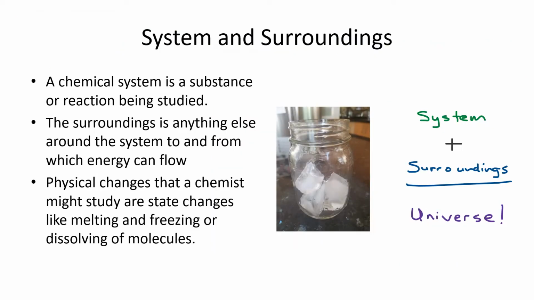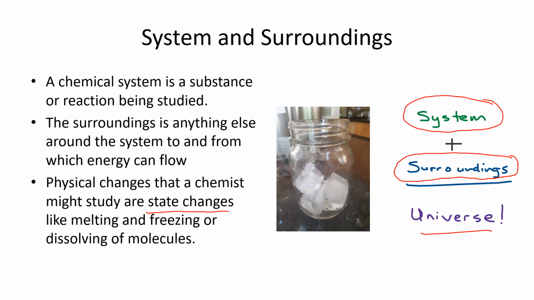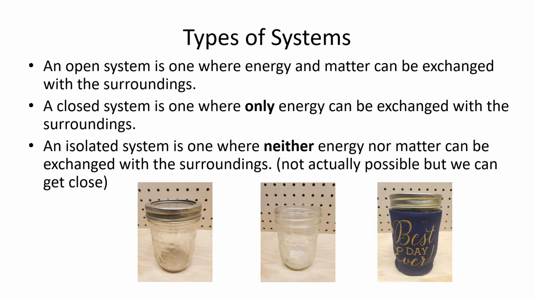Any chemical component that's under study, we're going to call the system, and anything that energy can be added to or removed from, into or out of the system, we're going to call the surroundings. So surroundings could be anything, anywhere, anything that is in contact with the system itself, which means it could be the whole universe ultimately. The physical changes we're going to look at are things like changes in state, and also dissolving molecules.